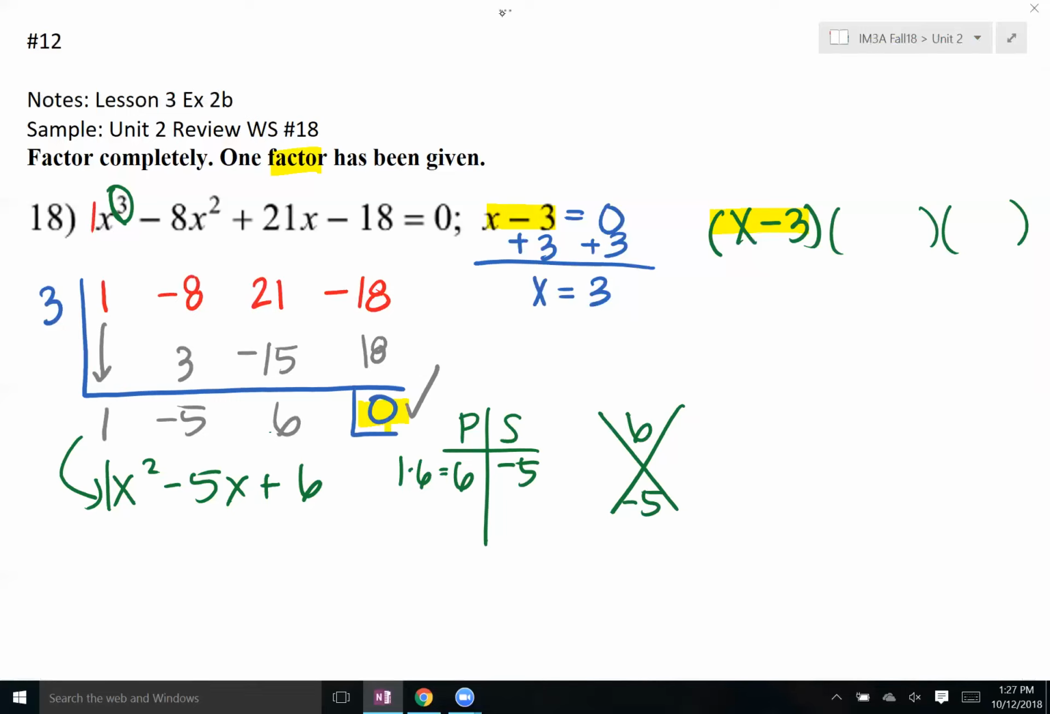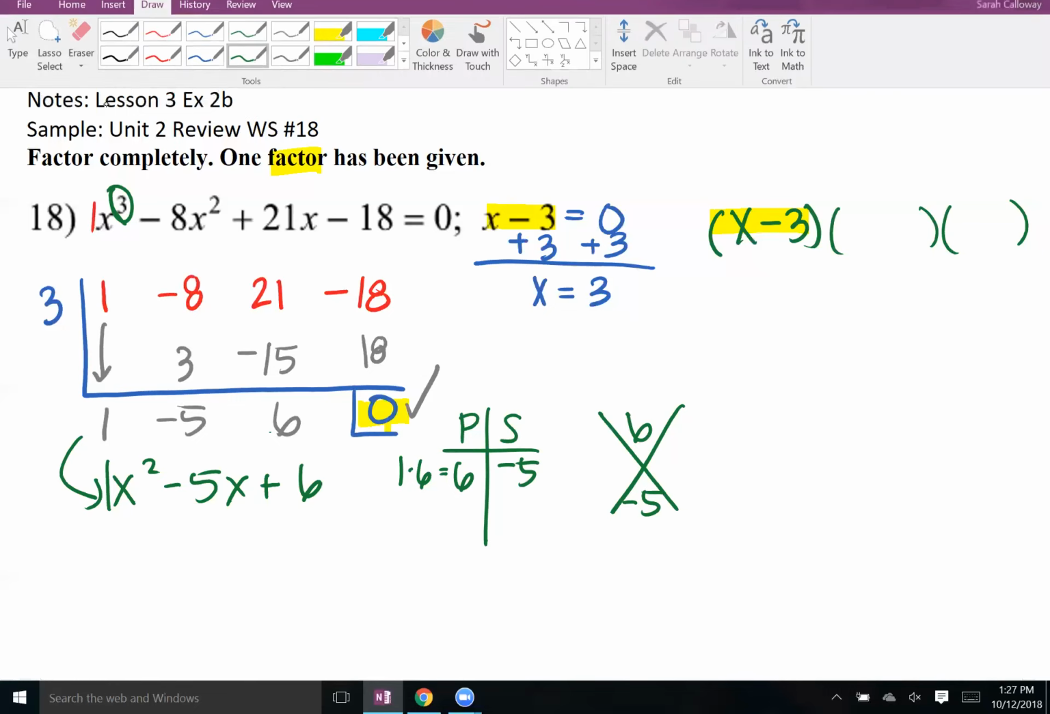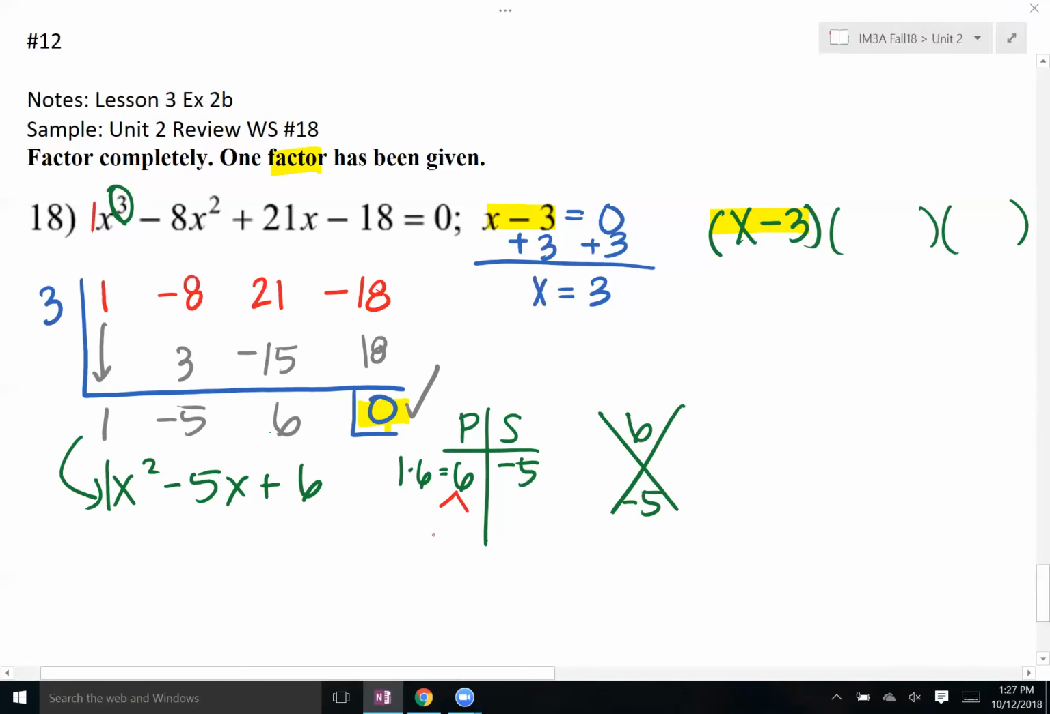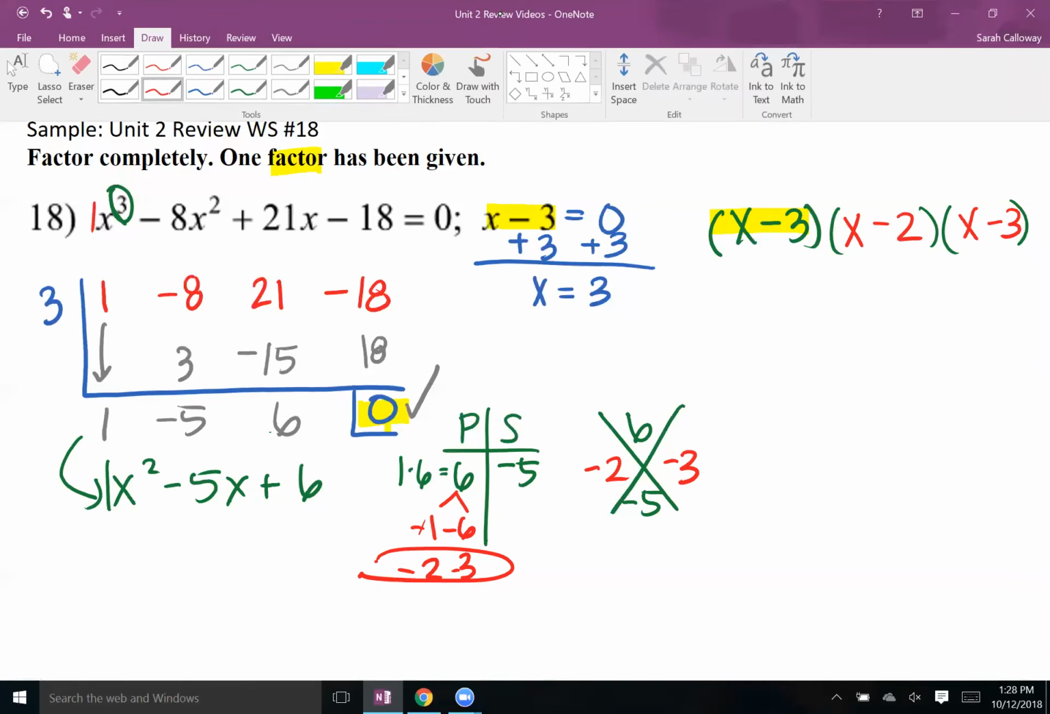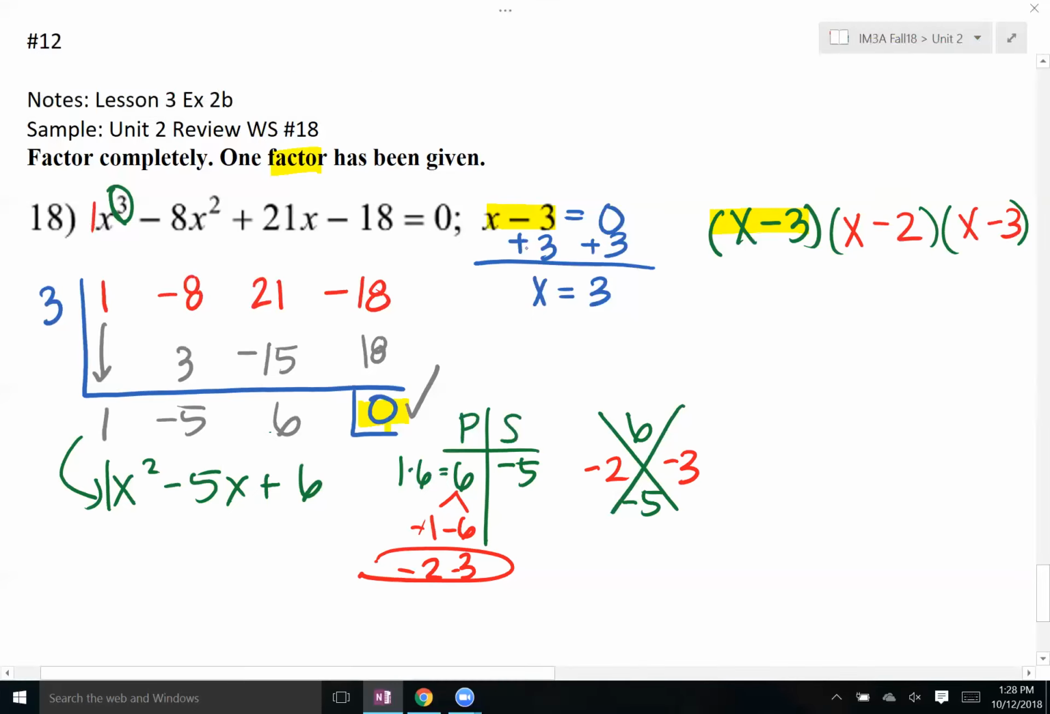The factors of 6 are 1 and 6 and 2 and 3. Be careful, because both of these look like they could be the answer. Since this is positive, that means that both would have to be negative. So then 2 and 3 are the ones that work. So minus 2, minus 3. Our factors are x minus 2 and x minus 3. And then we still have the original x minus 3 from what we were given.